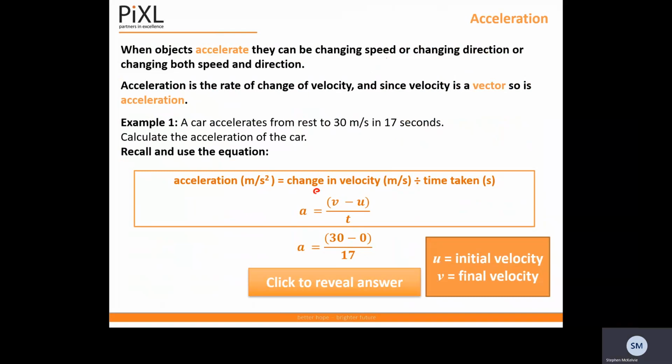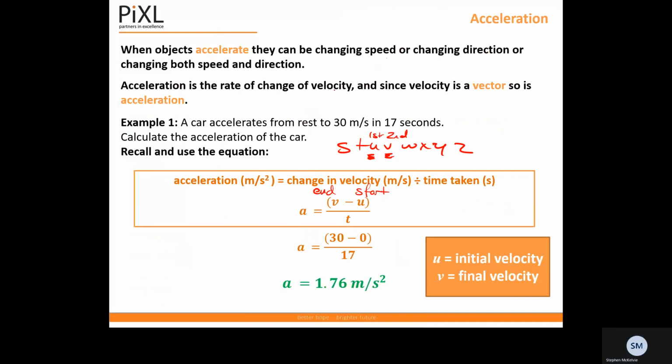V is the end velocity, and U is the start velocity. In the alphabet, A, B, C, D, F, G, H, I, K, L, M, N, O, P, Q, R, S, T, U, V, W, X, Y, Z. V comes after U, so this is the first velocity, this is the second velocity. Just a way to remember it.